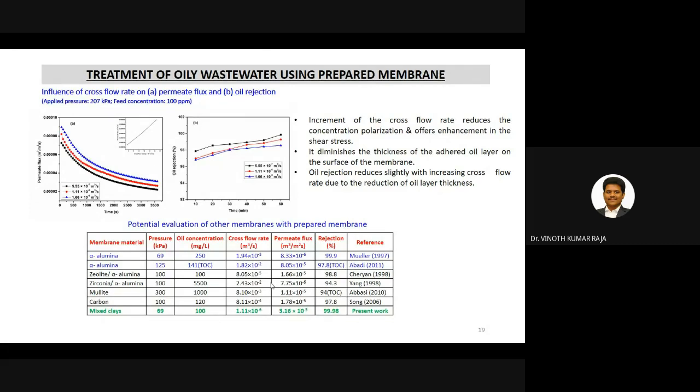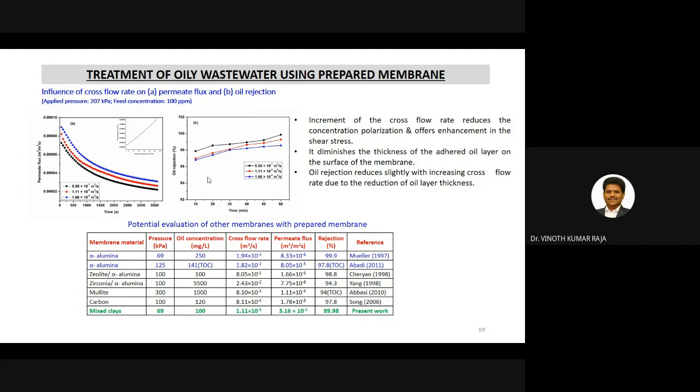So that signifies enhancing the permeate flux. So increasing the cross flow rate enhances the permeate flux. However, if you look at the rejection, the oil rejection is slightly reduced with increasing cross flow rate. That is due to the reduction of oil layer thickness, because the oil layer thickness reduces by increasing the cross flow rate. So that is the reason.